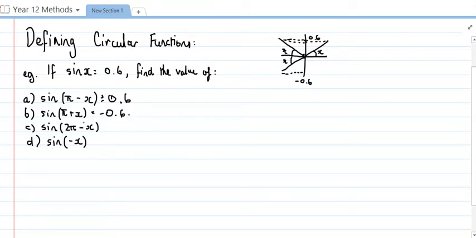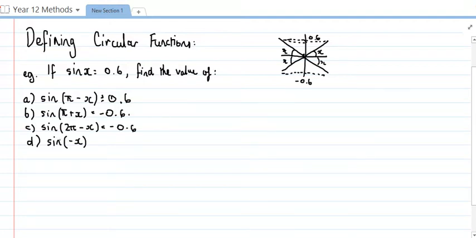So the next one, sine of 2 pi minus x, that's in the fourth quadrant. And, well, same thing here. So I'll draw the line out there. The angle here from 2 pi backwards is just x, and again it's going to have that same height to it. Okay, remember sine, we're measuring the height, which happens to also be negative 0.6.